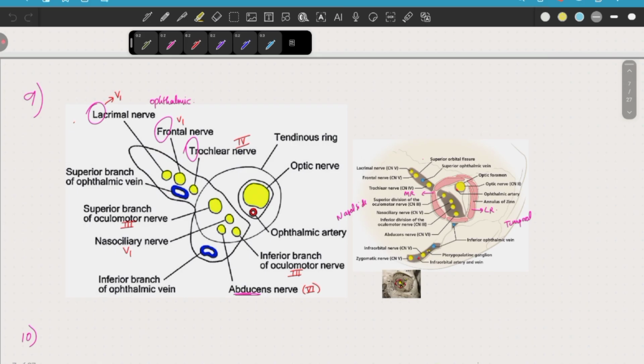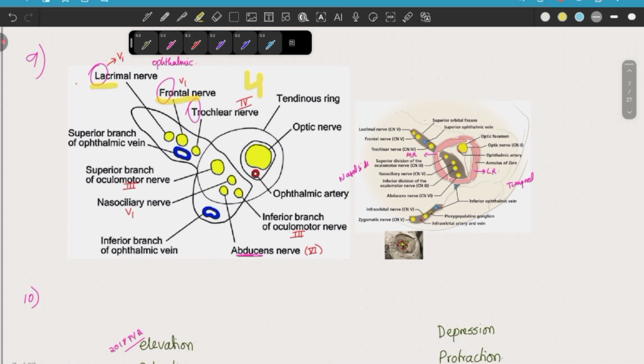Here you can see the structures. First, superiorly it is by the LFT. V1 is nothing but the ophthalmic branch of the trigeminal nerve. So V1, the lacrimal nerve, frontal nerve. The trochlear nerve is the fourth nerve, SO4, you know, right? Trochlear. Next, in the middle of this tendinous ring, there is the abducent nerve, which is the answer for that question.